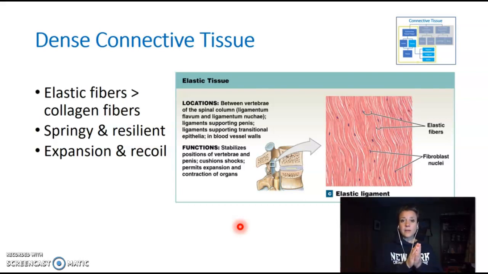So they're going to be found in between our vertebrae. So they're going to form the intervertebral discs. They are also going to be found supporting our transitional epithelium, which we've already talked about, in our ureters and in our bladder. And then it's also going to be found in other places, and you can read that on the picture. So if you want to pause in order to read, of course you can.